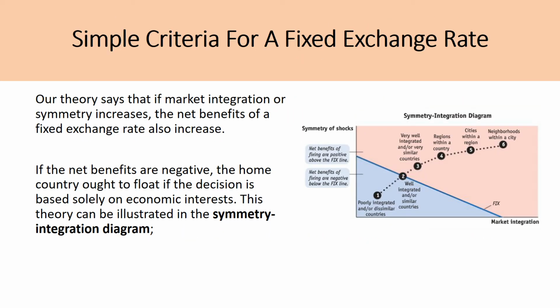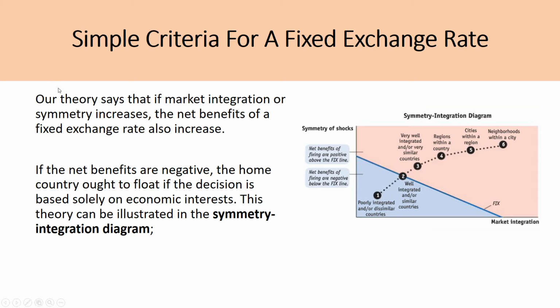So here is a graphical example of that. You have on the y-axis the symmetry of shocks, and on the x-axis you have your market integration. As the symmetry of shocks and market integration increase, and as you can see, as you move from 1, 2, 3, 4 up, as you pass this fixed line, economic integration and the fixed exchange rate become beneficial. Whereas if your symmetry of shocks is very low and your market integration is very low, the countries are poorly integrated and dissimilar, and therefore a fixed exchange rate would not be very effective.